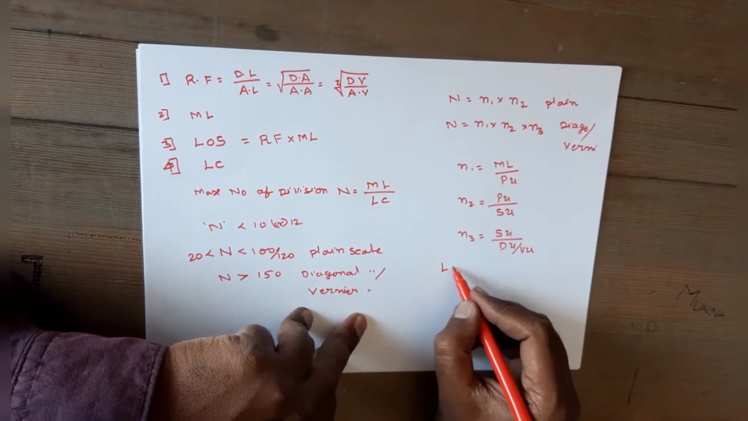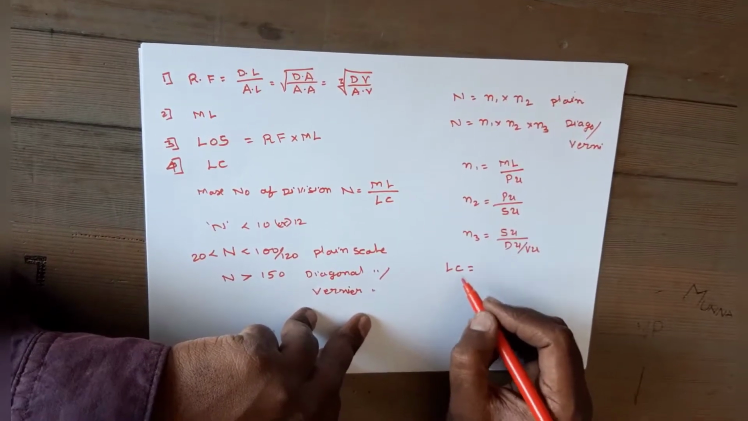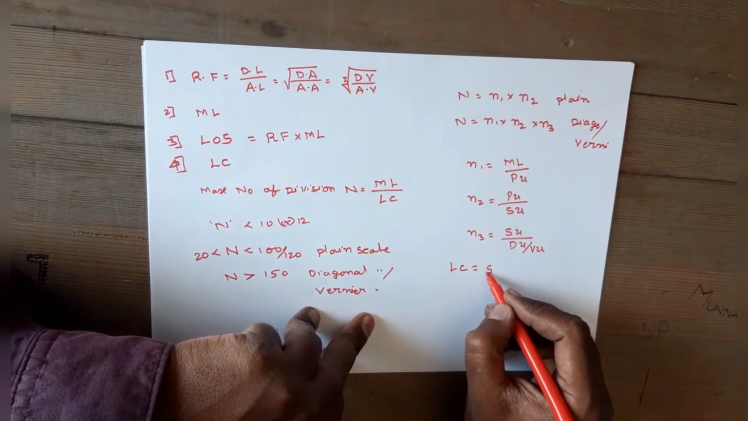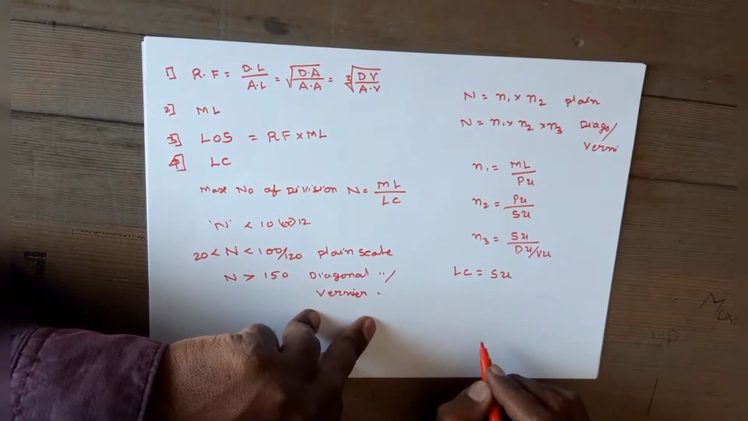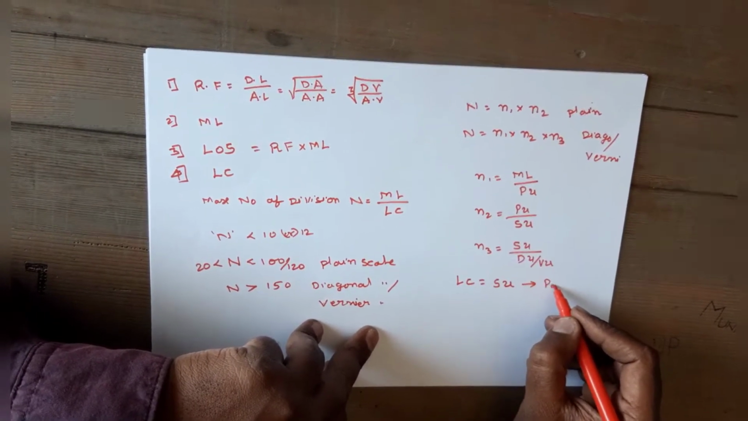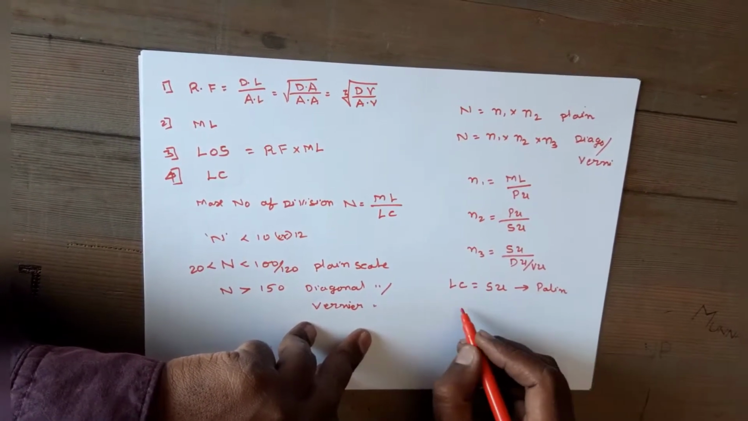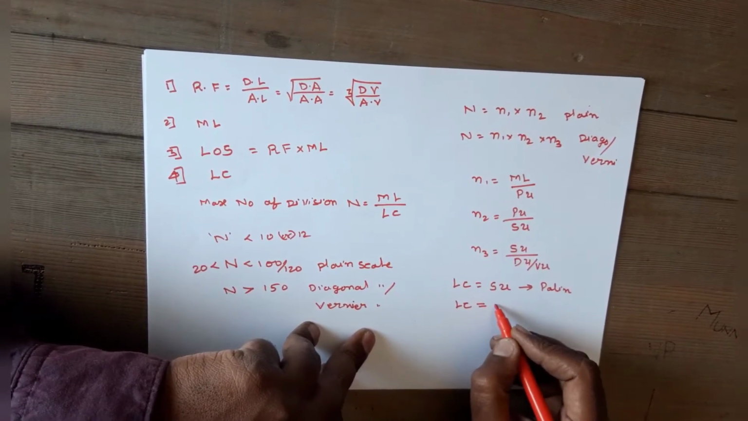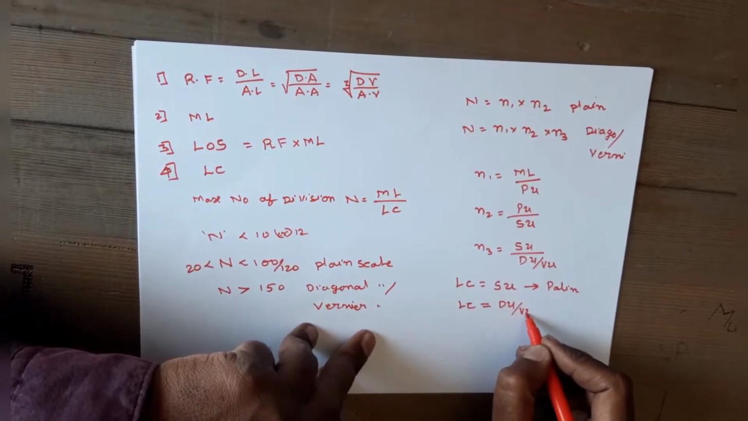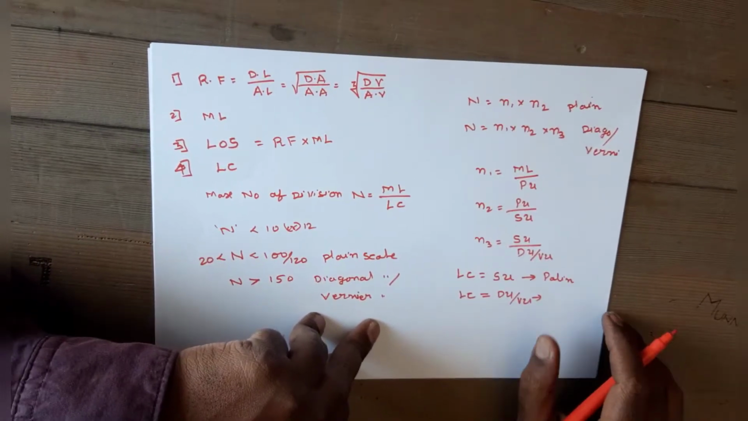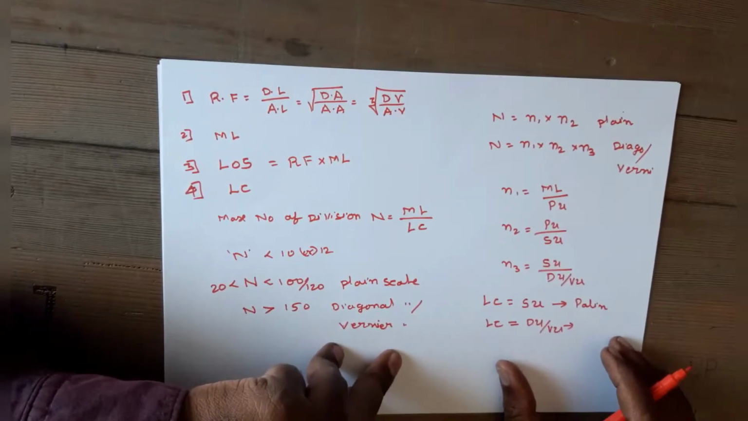Sir, if least count is equal to secondary unit itself, then we are going to use plane scale. If least count is equal to diagonal unit or vernier unit, then only we will go ahead with diagonal scale or vernier scale.